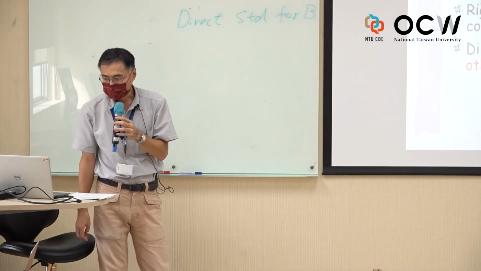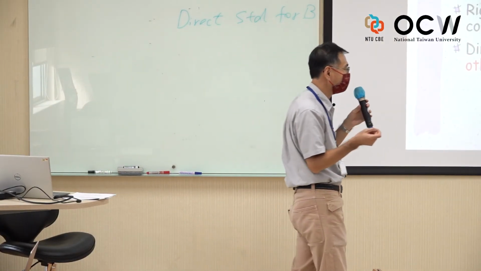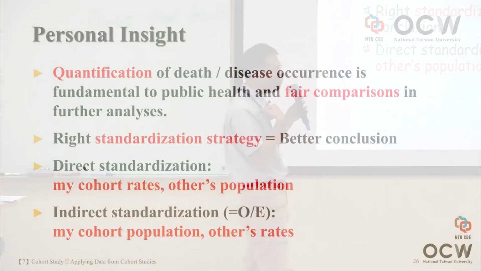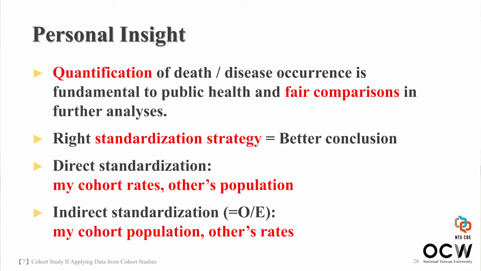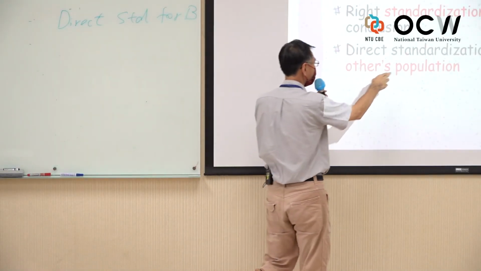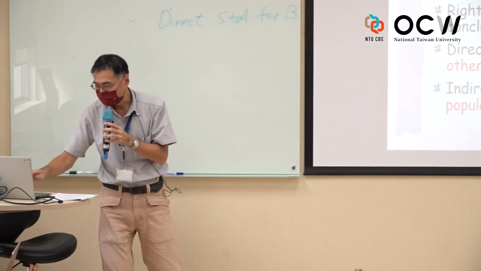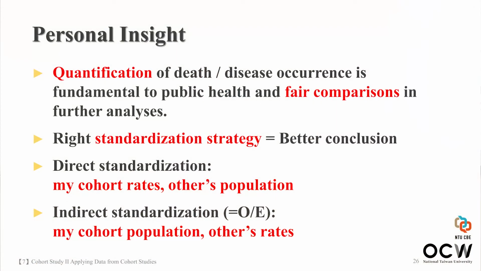And direct standardization, I can give you a tip. If you remember this, you will know how to do it. The tip is: my cohort rates, or your study cohort rates, and others' population, which means the population structure from the standard population. And indirect is the other way around. It's O over E, observed number divided by expected number.